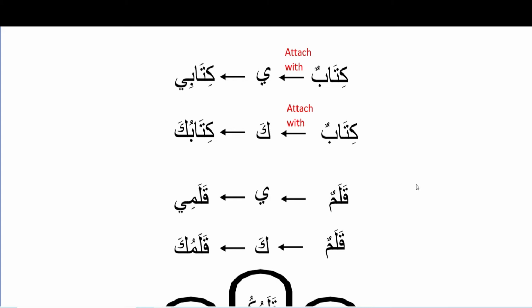Last week we discussed how to attach dhamir muttasil, the attached pronouns, to an isim, an actual noun. Like kitabun, we attach a ya and it becomes kitabi. Kitabun, we attach a ka, it becomes kitabuka. That is what we learned in our last lesson, right?